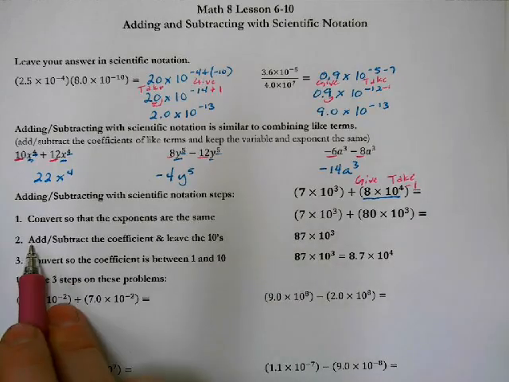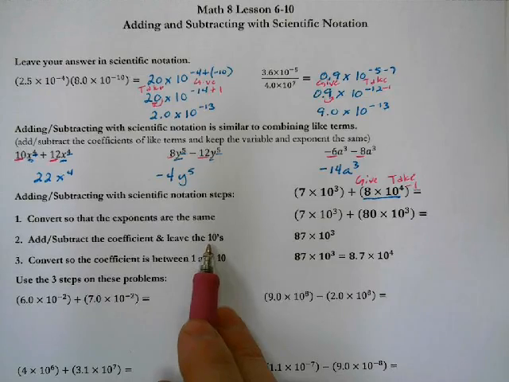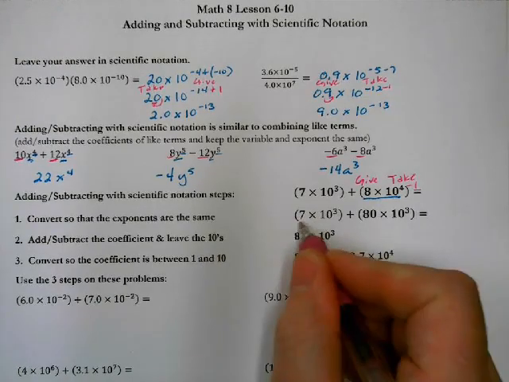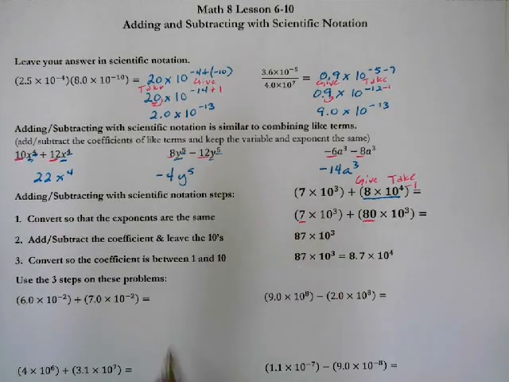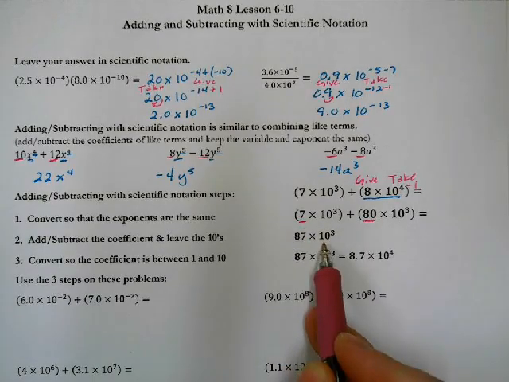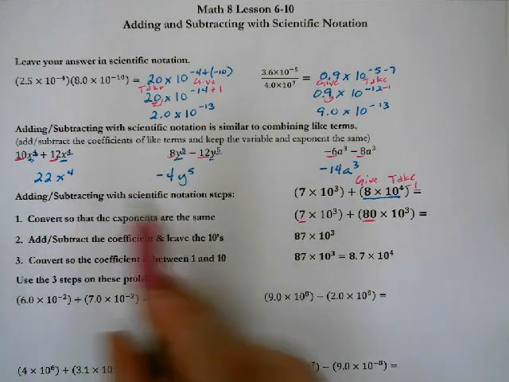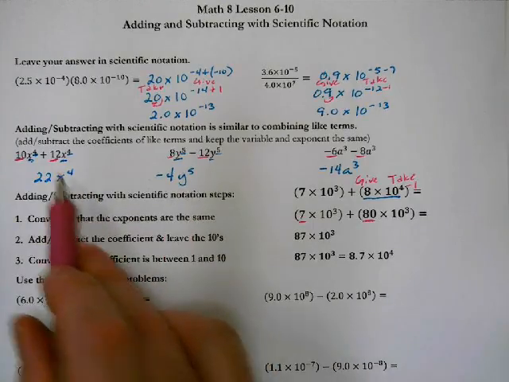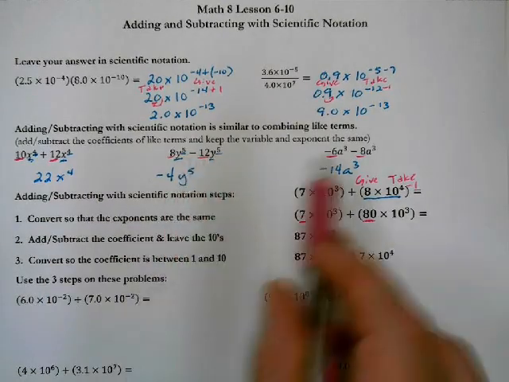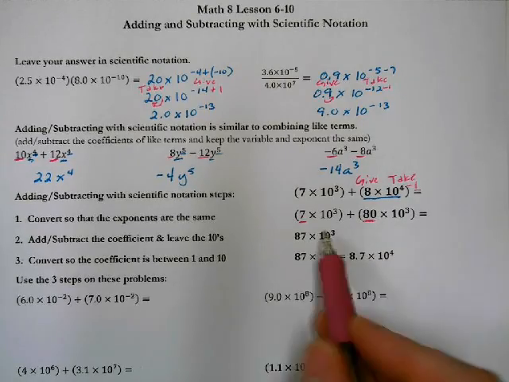Step 2, we add or subtract the coefficients and leave the 10s alone. So the coefficients are 7 and 80. 7 plus 80 is 87. And the 10 to the third stays the same, just like it did up here. Sorry, I said coefficients. The variables, the bases stay the same, just like over here, the variables always stay the same. 10s are kind of like our variable in this situation, so they didn't change.